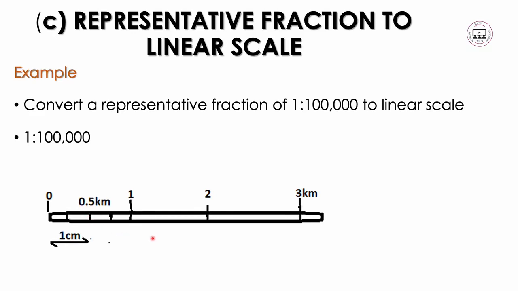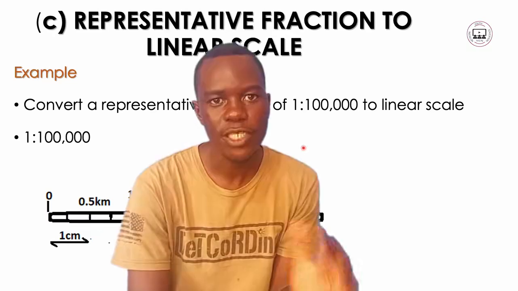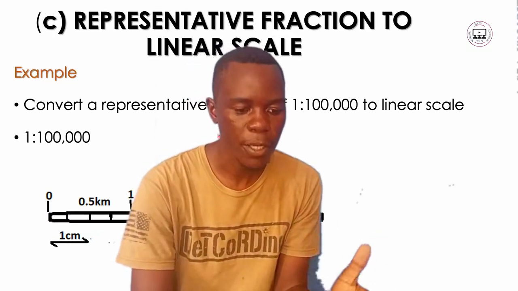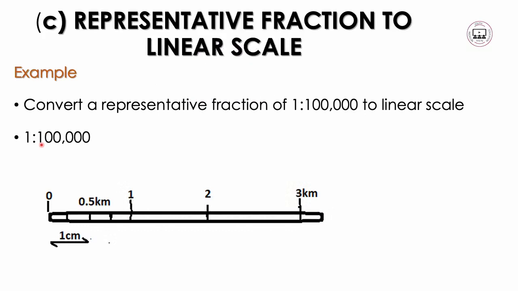Now, here you have seen that there is 0.5. You might wonder where this 0.5 is coming from. In simple terms, this represents 1 over 50,000, so 50,000 centimeters. You need to convert the centimeters into kilometers. So we're saying that 1 kilometer is equal to 100,000 centimeters.